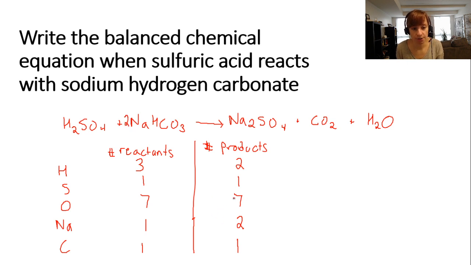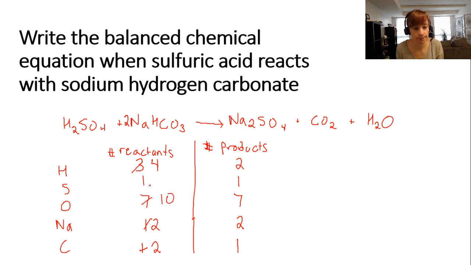But now that changes how many hydrogen atoms, carbon atoms, and oxygen atoms we have. So now we have 2 here. But now we also have 2 carbons. We have 4 hydrogens. And we have, how many oxygens? 4, 6, 10.